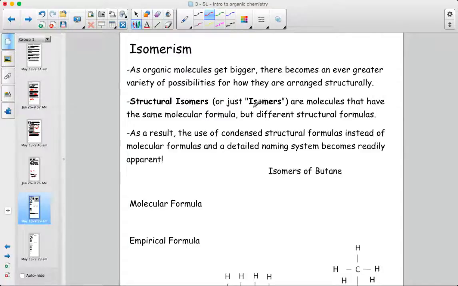It's a lot like the term isotopes, right? So isotopes were atoms that had the same number of protons but different numbers of neutrons. So kind of different versions of the same type of atom, atoms of the same element. So structural isomers are different structural forms that have the same number of each kind of atom.